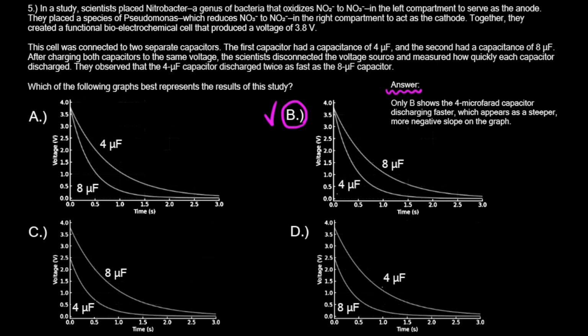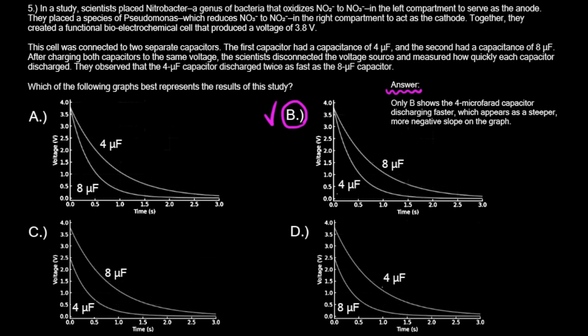Now let's look at the answer choices. The first thing you should notice is that options A and B look similar to each other, and then options C and D also look similar to each other. But here's a key difference. In A and B, both capacitors start at the same initial voltage, while in C and D, they start at a different voltage. The question tells us that both capacitors were charged to the same initial voltage, so we can immediately eliminate options C and D.